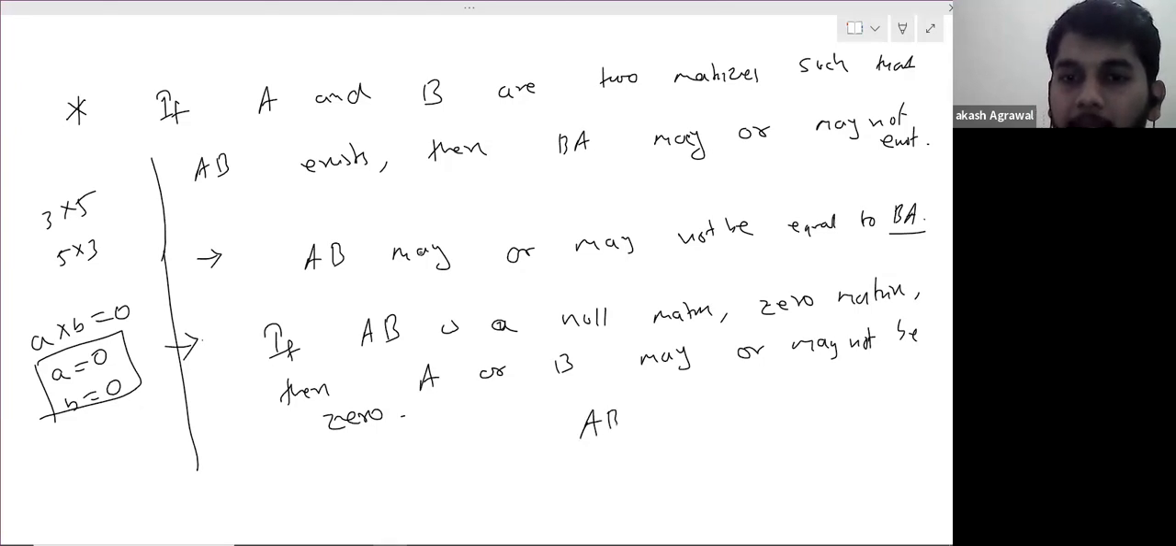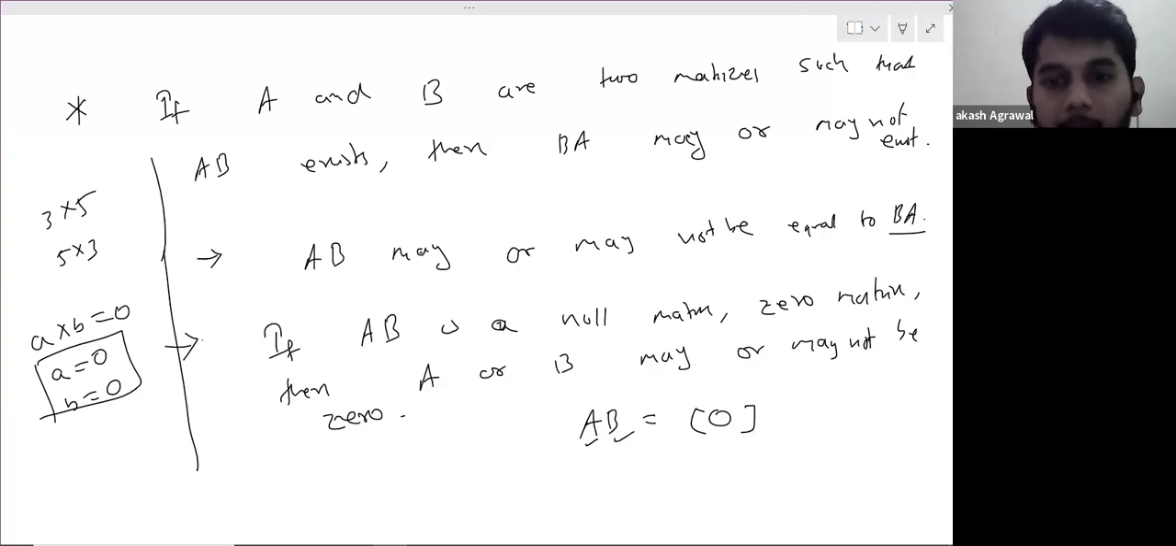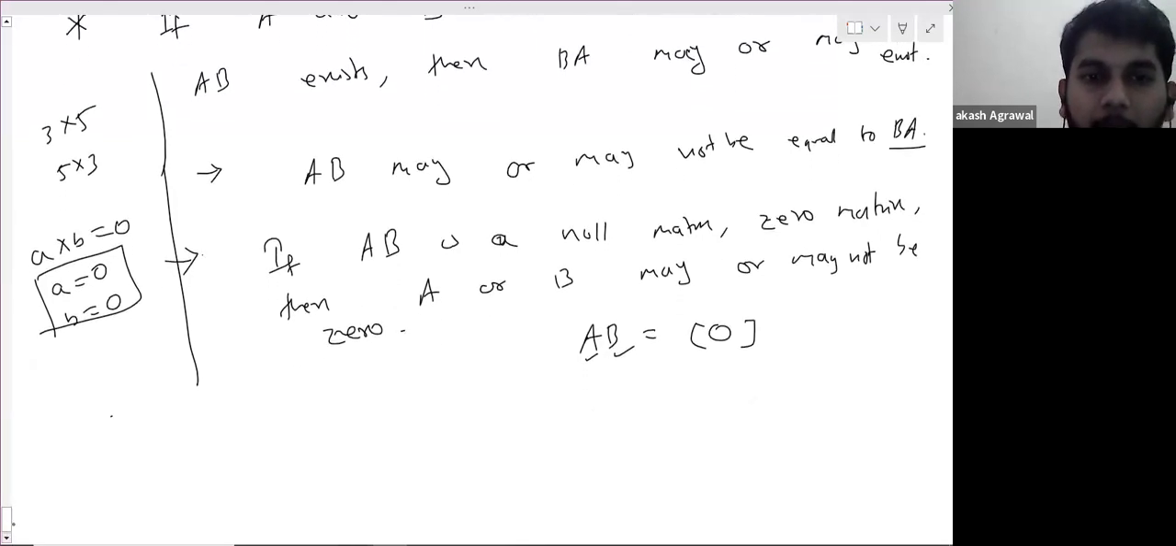If we get AB equals to 0 matrix, then A or B may not be 0. कोई भी zero ना हो तब भी हमें zero matrix मिल सकता है. ये बात आई समझ में आप दोनों को? Yes sir. Okay, Deepura, confused? Okay, please guys check your mics. Alright, your voice is coming very low, both of you.